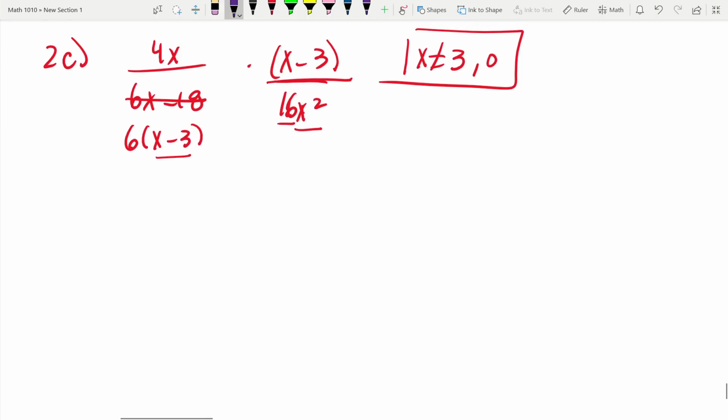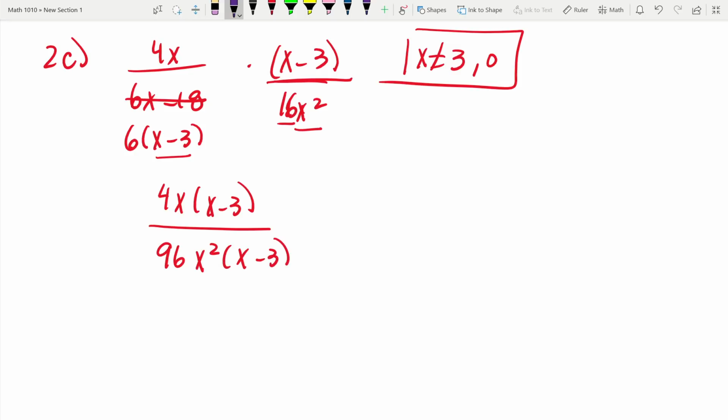I think I'm just going to clean it up a little. So the top is 4x times x minus 3. On the bottom, you have 16 times 6, which is 96. You have an x to the second, and you have an x minus 3. So this x minus 3 is going to cancel with that x minus 3. This x to the first is going to cancel with that x to the second. So this guy goes completely away, and that leaves you with 1 right there.